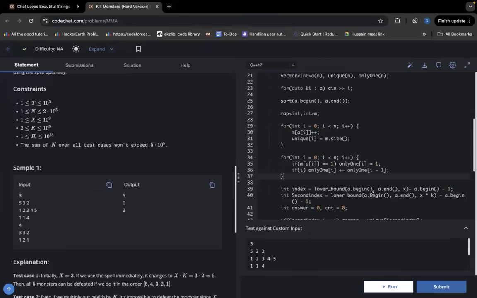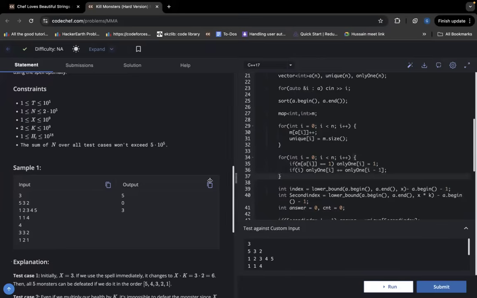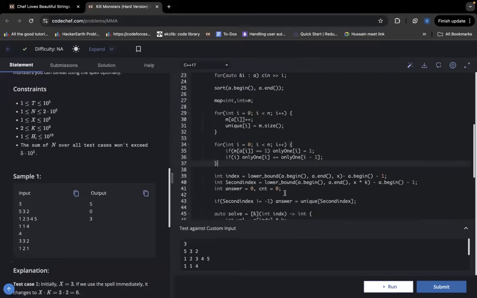Now, guys, after all of this is done, I want to find the indexes, right? And we just discussed, if I'm given the health x, which index do I start by? How do I know? I just do lower bound and I subtract a.begin. I will get the index on which I can start. And do you agree that if I go one step behind, I will get the index from which I can start killing, and I will go leftwards? Yes or no, guys? Put a yes in the chat if it is clear.